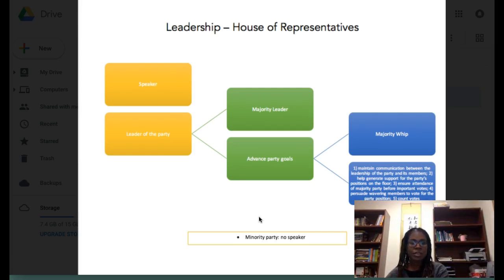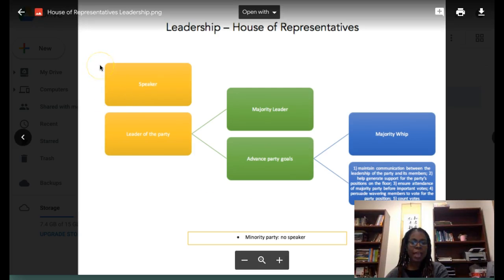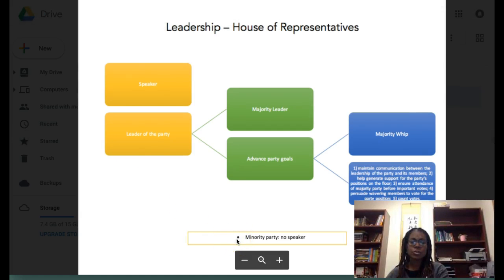So in the House of Representatives, you have to consider the fact that within both houses, we have a majority party, whichever party has the majority numbers, the larger group, and we have the minority party. There's a little note down here, which I will get to, but just keep in mind that that's the way both houses of Congress are organized in terms of which party is in the majority and which is in the minority.